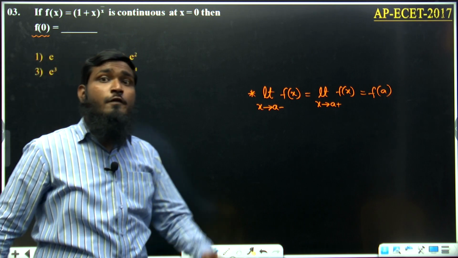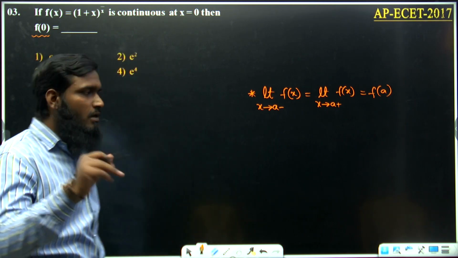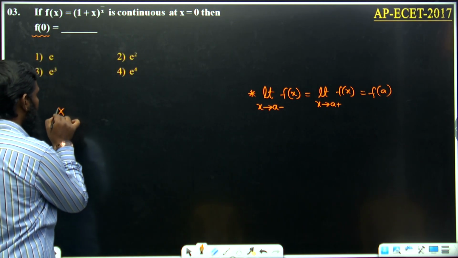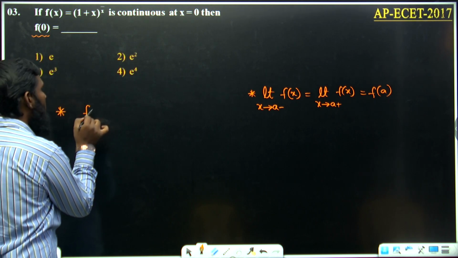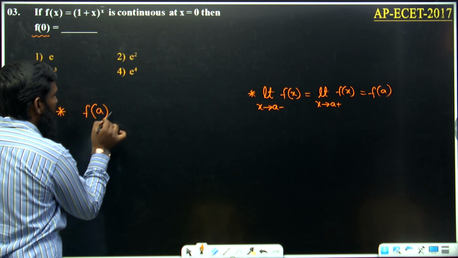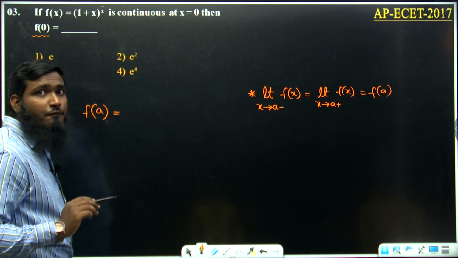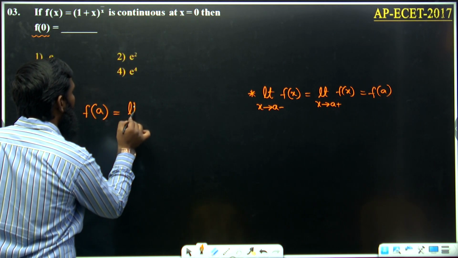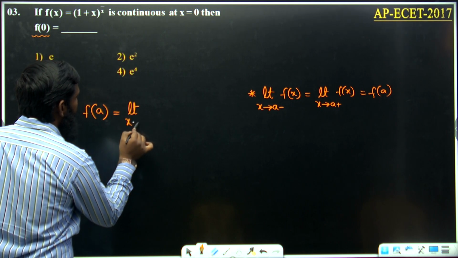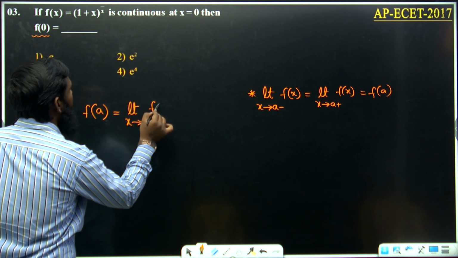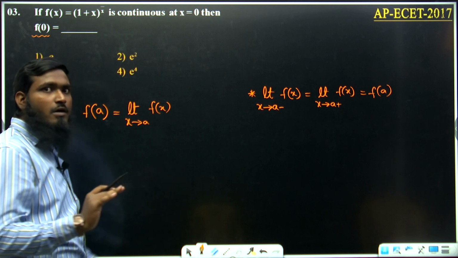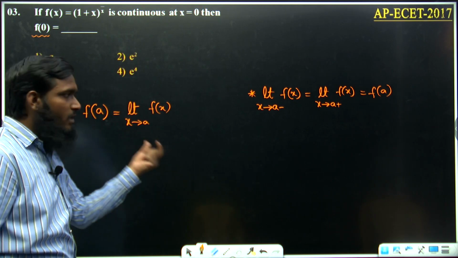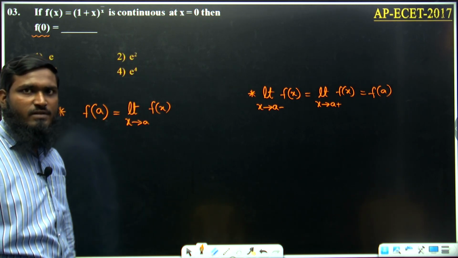Now, whenever it asks for f of 0, which means the f of a value, from our continuity topic we have one formula over here. Listen carefully. The simple formula is, if you want to find a function value f of a, then f of a is equal to limit x tends to a f of x. So for whatever f of x is given, we apply the limit and we will get the f of a value. Simple concept.